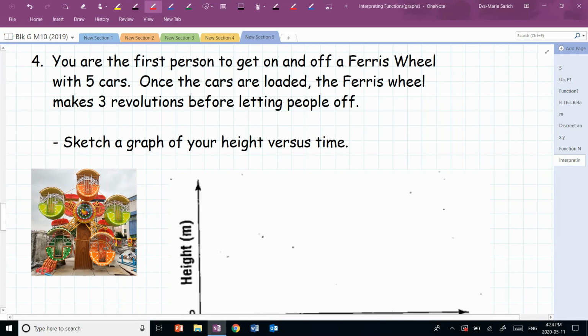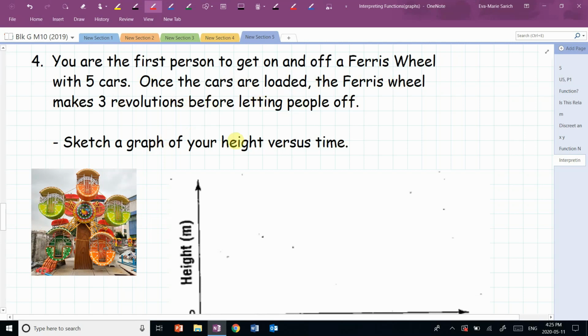What will happen is the car will stop at the very bottom here, and somebody will get in the car, and then it will start to move up, and the other cars will start to move around. And then the next car, this one, will move to the middle here at the bottom, and they'll load up. And then it'll keep moving and the next car will go around until it loads all 5 cars. Okay, and once the cars are loaded, the Ferris wheel makes 3 revolutions before letting people off.